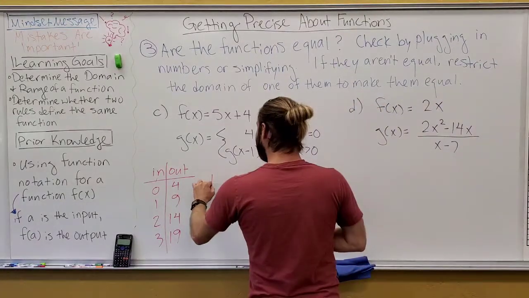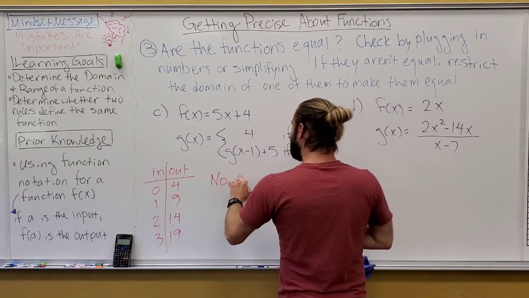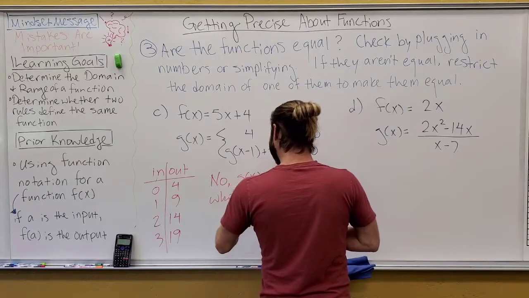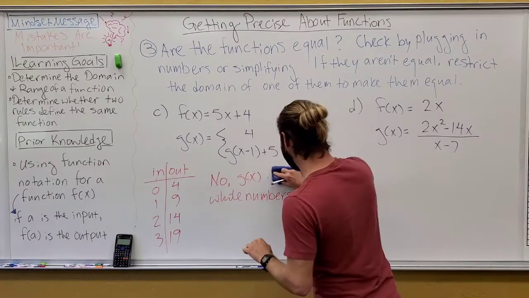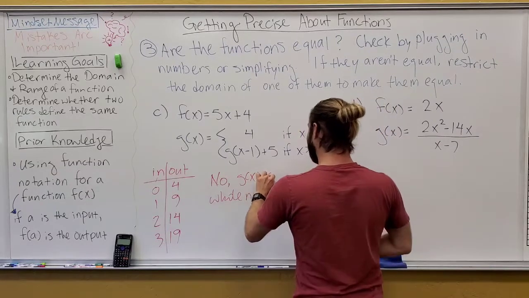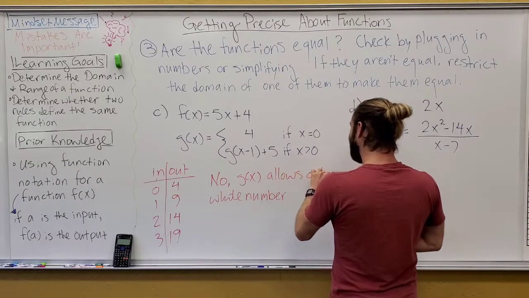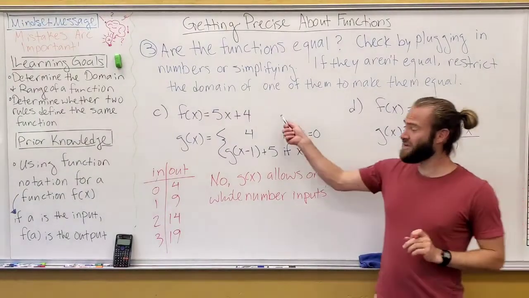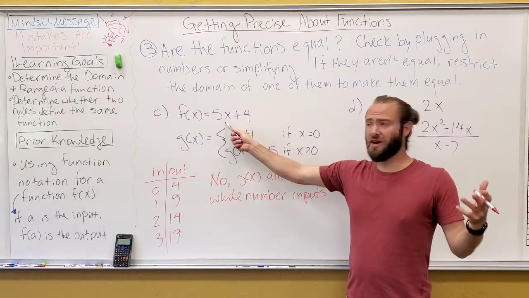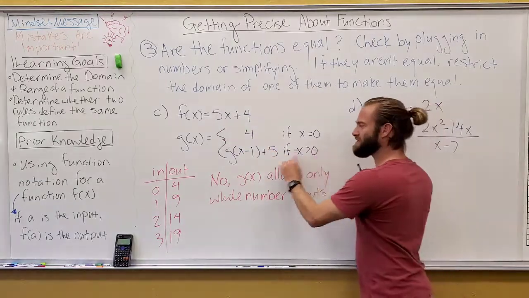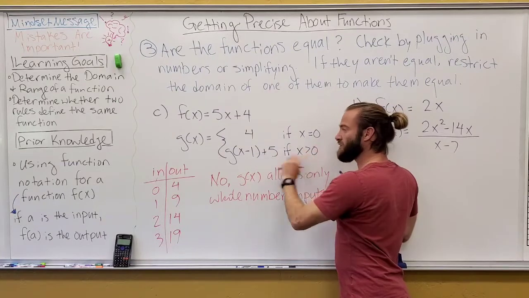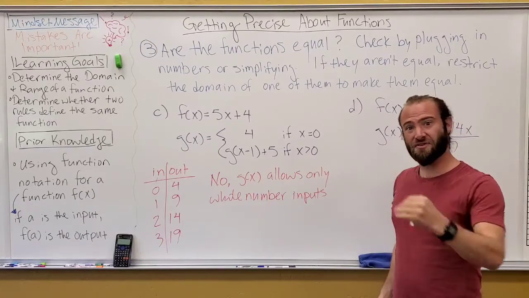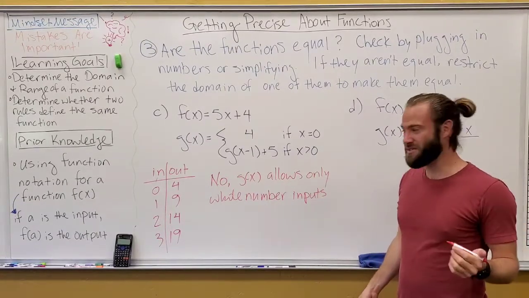So actually, they are not the same because g of x allows only whole number inputs. Okay, so we've learned that before. And f of x doesn't have to be whole numbers because look, plug in like 1.5. You can certainly plug that in and calculate. But 1.5 doesn't make sense here because this is always specifically referring to previous input, previous output. It's like a sequential ordering. It's like first, second, third, fourth, fifth, etc. We don't really do that with decimals and stuff, right?